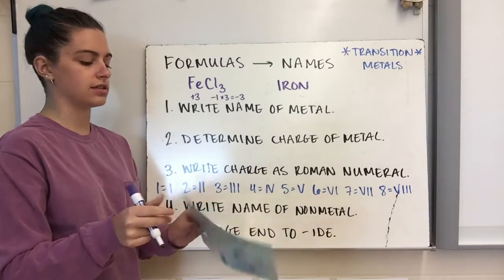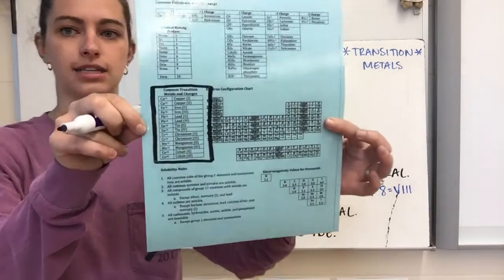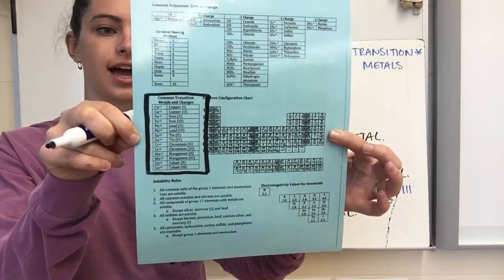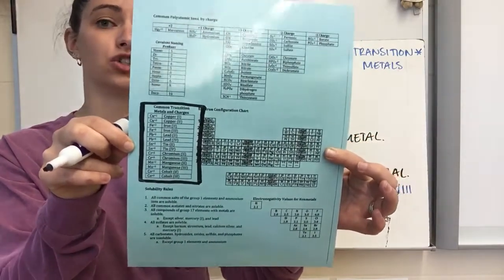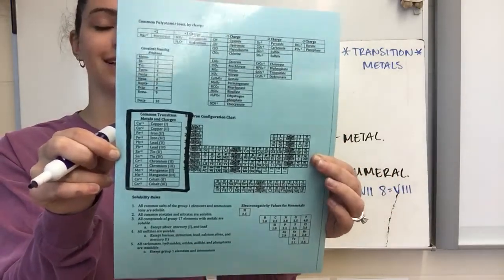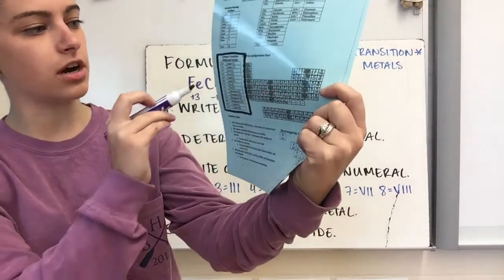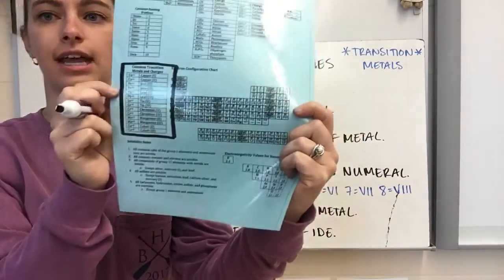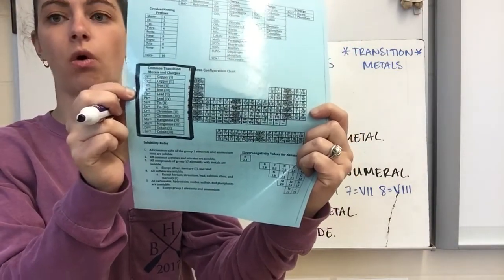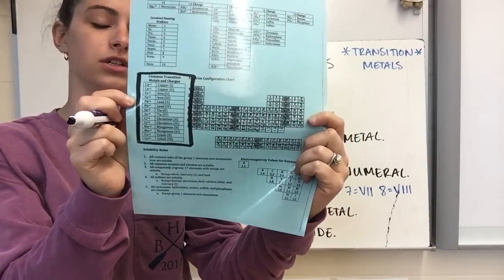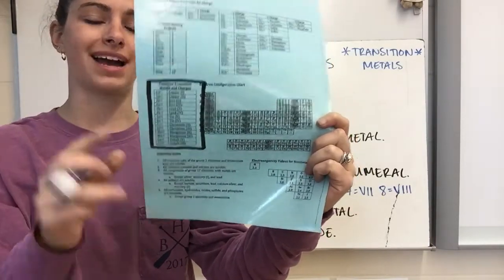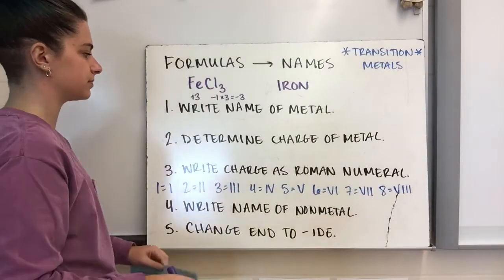To help you with this, on the back of your periodic table, there is a table that has the common transition metals and their charges. So this gives you some likely options. So from here, we determined that iron had a +3 charge. On my table, it says that iron is likely to have a +2 or a +3 charge. Those are its common charges. So you can use this on the back to kind of give you a little bit of guidance.